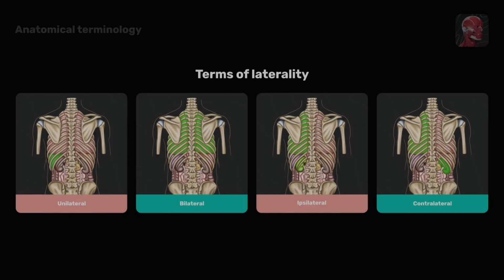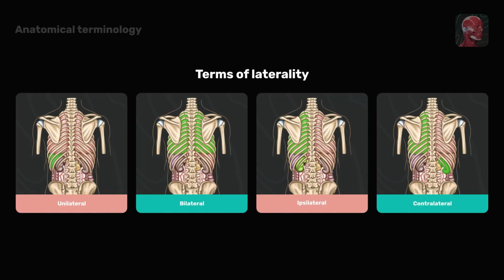There are also four terms of laterality. Unilateral. The structure is located only on one side of the body, for instance the spleen. Bilateral. The structure is located on both sides of the body, for example the kidneys or lungs. Ipsilateral. Several structures are located on the same side of the body, for example the left kidney and the left lung.